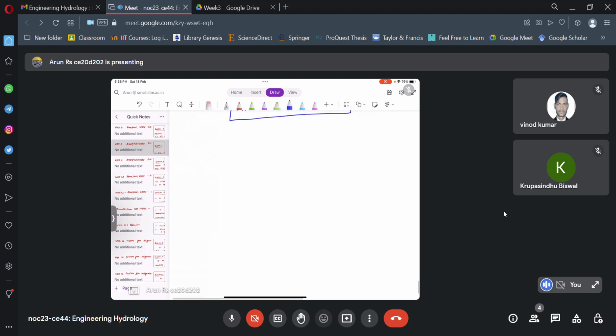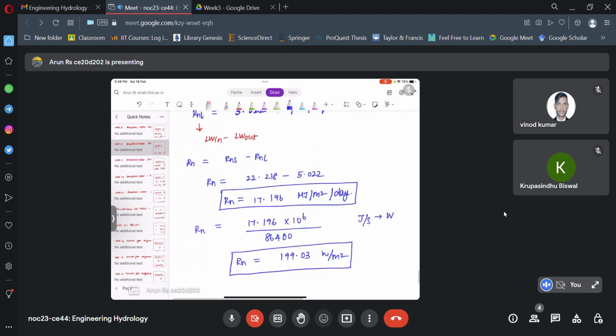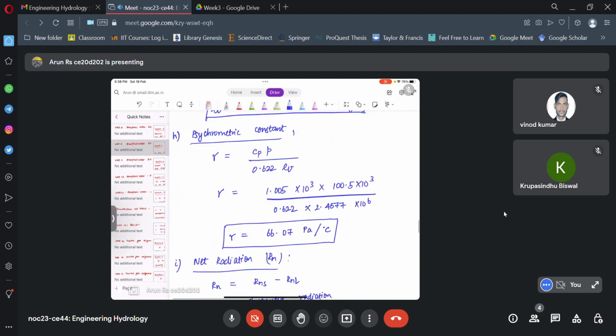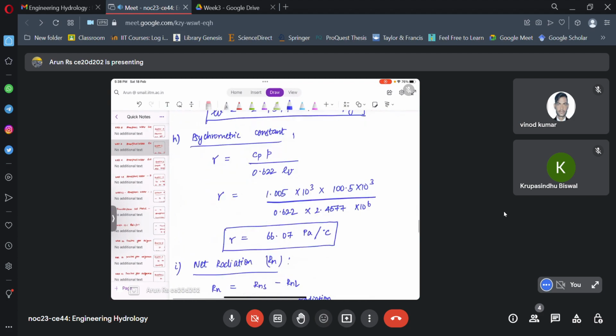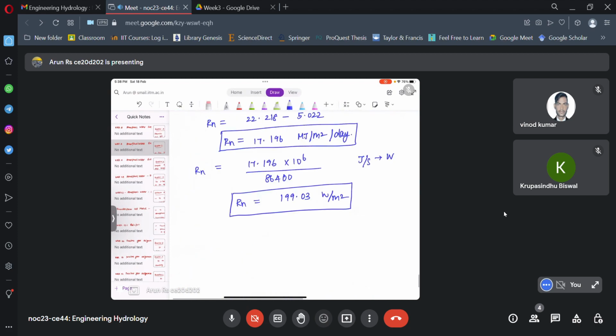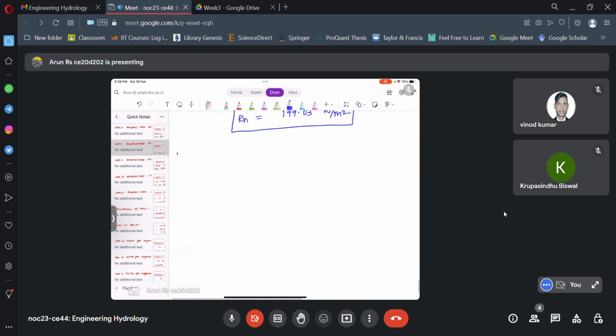So now coming to the next part of the question. So we have computed, I think this is J, I guess. So next is J. So now we need to estimate evaporation by the energy balance method.